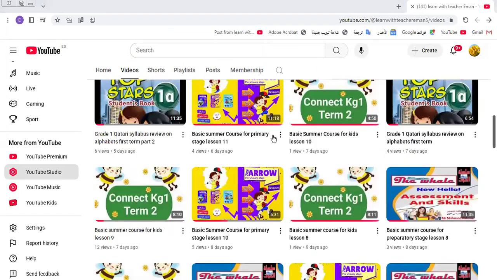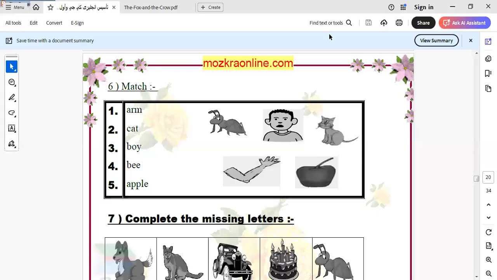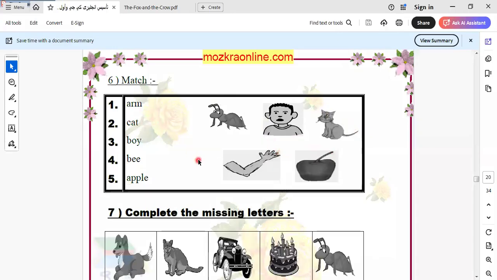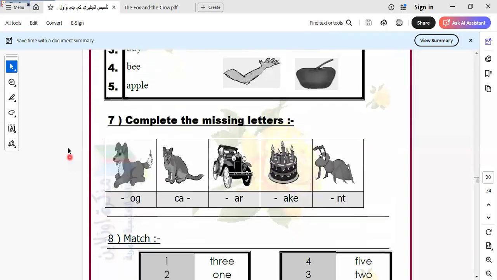Let's go to our lesson today. Last class, we stopped here in this part of our summer course. Here we have some words and pictures that refer to these words. Here we have arm. Where is arm here? So this one. I select this one, arm. Cat, this one. Boy, which one is boy? This one. Bee, this one. Apple, this one.